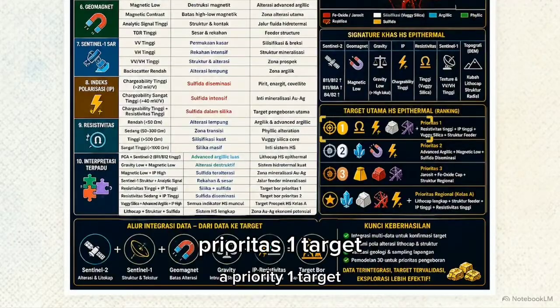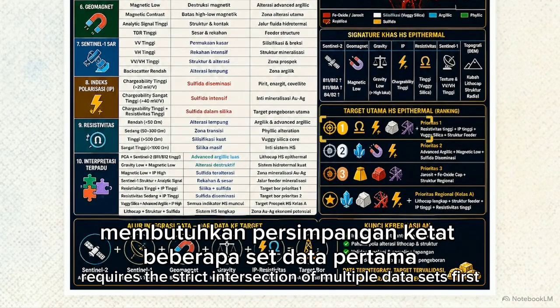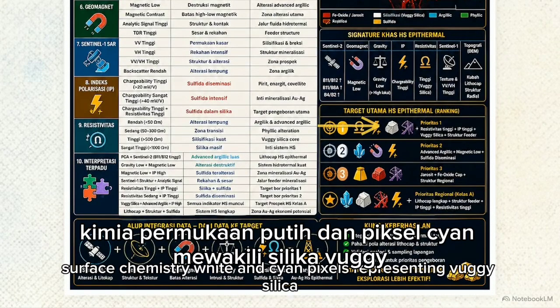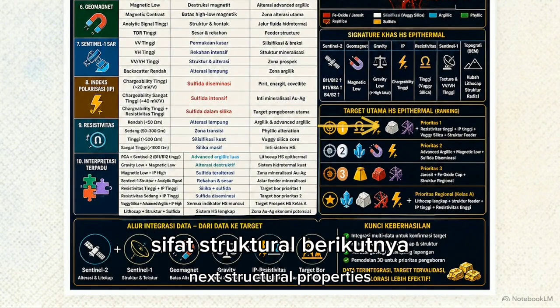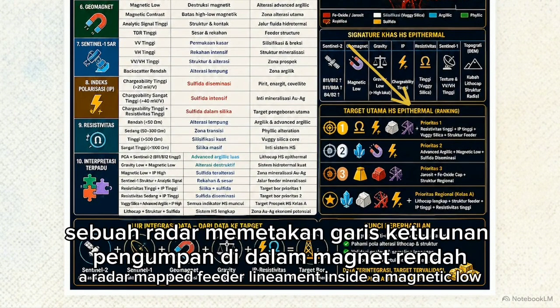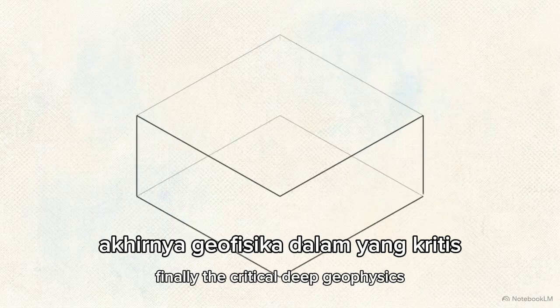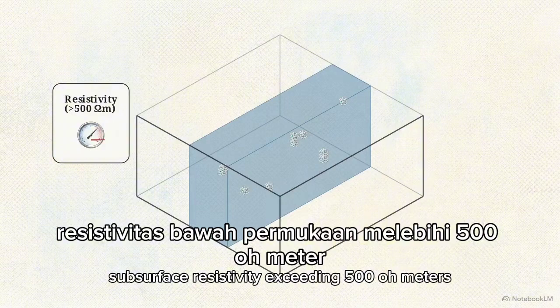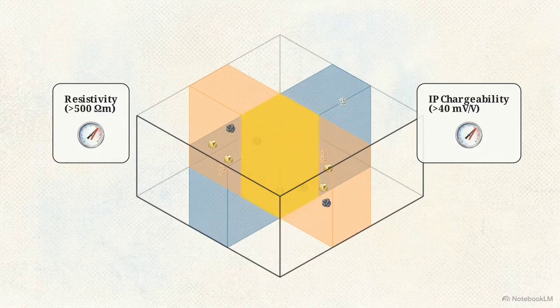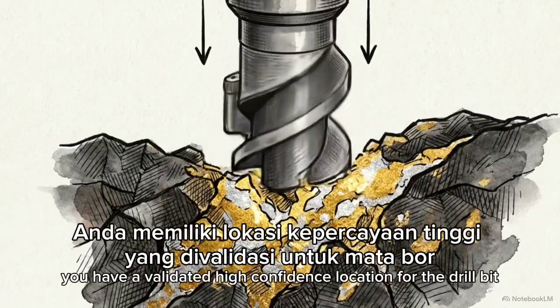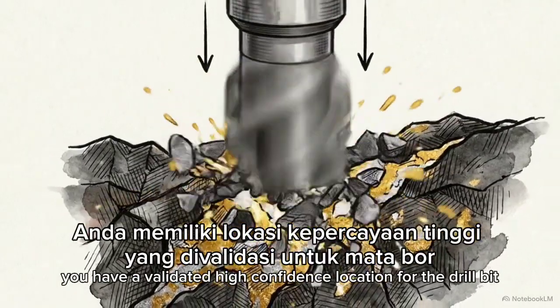A Priority 1 target requires the strict intersection of multiple datasets. First, surface chemistry: white and cyan pixels representing vuggy silica and advanced argillic alteration. Next, structural properties: a radar-mapped feeder lineament inside a magnetic low. Finally, the critical deep geophysics: subsurface resistivity exceeding 500 ohm meters, perfectly overlapping with IP chargeability above 40 millivolts per volt. When all these datasets align, you have a validated high-confidence location for the drill bit.